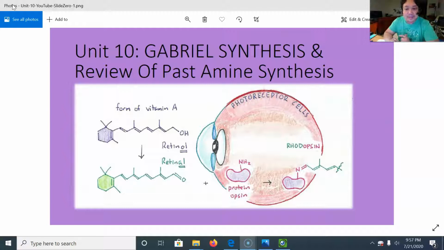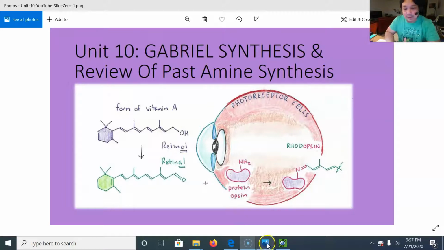So an amine is a molecule that has a nitrogen with all single bonds around it. And in this illustration, we have an amine right here. It's coming off of the protein opsin. We'll get to this biological example in future videos, but this amine reaction right here between the protein and this aldehyde is very important for sight. But let's figure out how to make the amines via Gabriel synthesis.